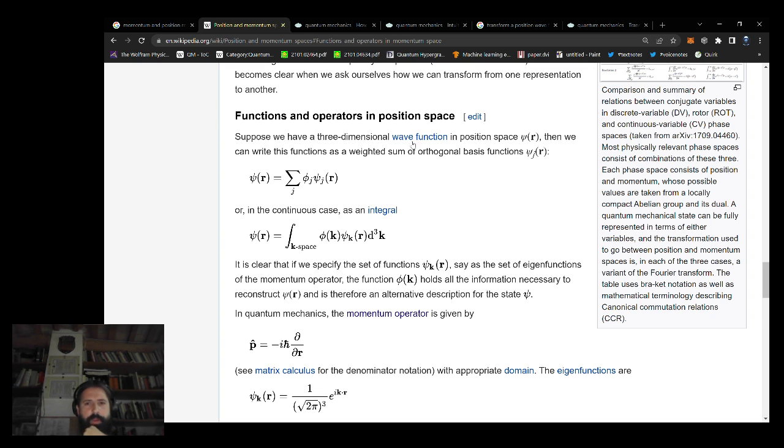Suppose we have a three-dimensional wave function in position space. Then we can write this function as a weighted sum of orthogonal basis functions. That's fine. I don't know why we're doing this like that in the continuous case. Why are we adding k space in here?